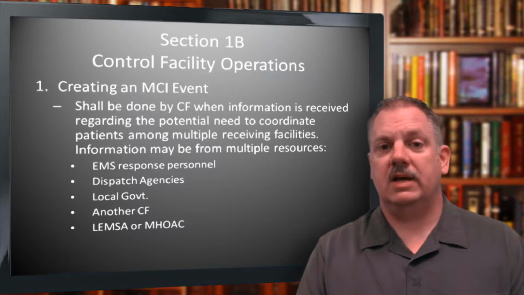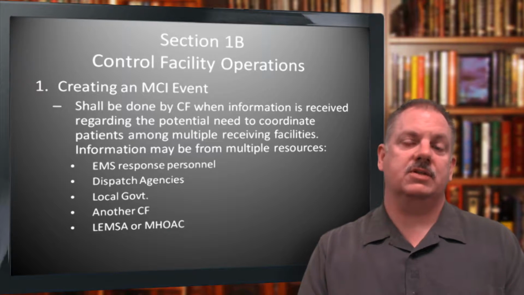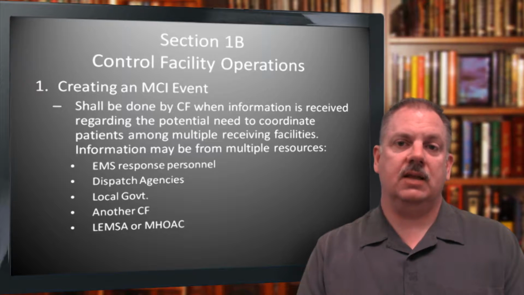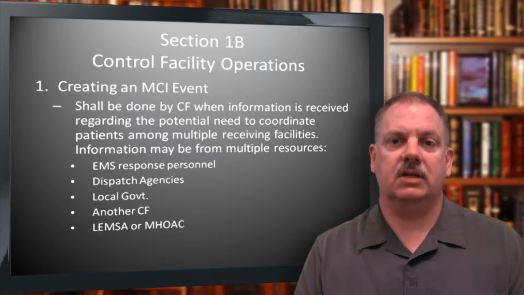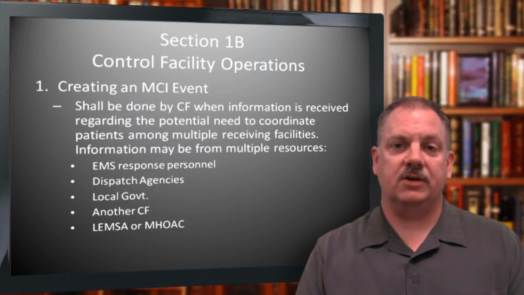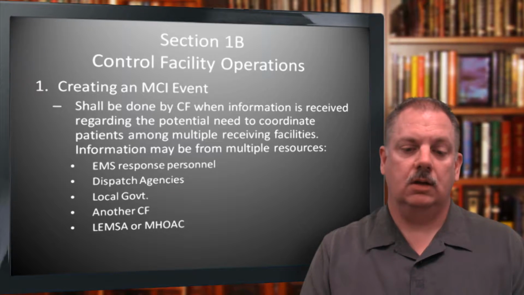If there is a suspect, the field providers can contact the control facility and advise them that there's an MCI alert, and that puts the control facility on notice that they may be getting an influx of information and patients that need to be distributed around the region. When the EMS providers arrive on scene, they will either confirm or cancel the MCI.